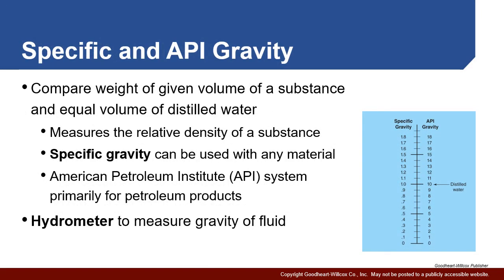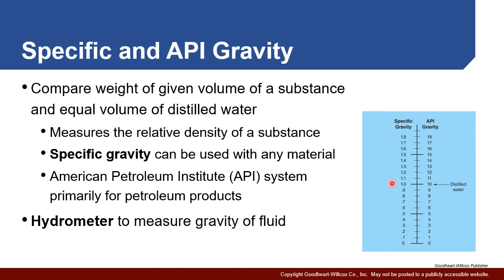Two other closely related properties we need to understand are specific gravity and API gravity. Essentially, both of them compare the weight of a given volume of a substance, for example, hydraulic fluid, to an equal volume of distilled water. So essentially, it measures the relative density of our material compared to water. The fact is, specific gravity can be used for just about any material, but it's more commonly used with fluids. If you take a look here on the side, you can see for water, for example, our specific gravity would be 1, right? If you compared water to water, it's going to be exactly 1.